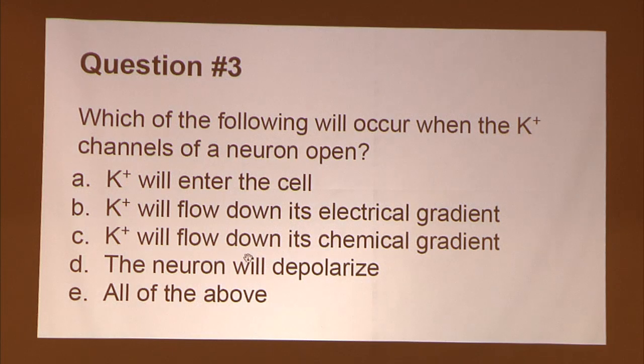So positive is leaving, and it's already negative inside the cell, and now we're taking positive things out of it. So we're becoming even more negative. And what's that called when our cell gets more negative or goes below resting membrane? Hyperpolarization. Yeah. So it's not going to depolarize, it's going to hyperpolarize. So for question 3, the answer is going to be C. Potassium will flow down its chemical gradient, which is flowing outside of the cell, or hyperpolarizing the cell.